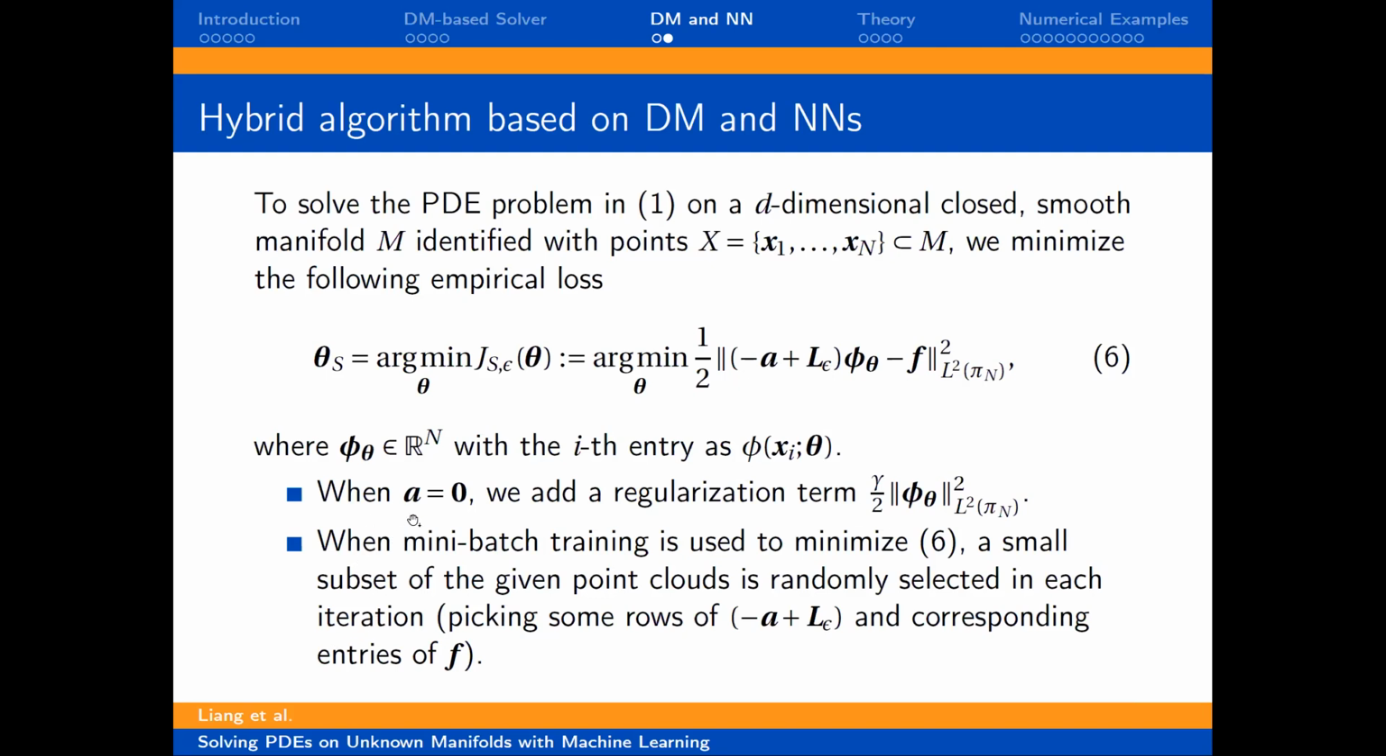When A is equal to 0, we add a regularization term, the L2 norm of phi theta, to guarantee the well-posedness of the problem. Also, when mini-batch training is used to minimize the objective function, we select a subset of the given point cloud in each training iteration. That means we pick some rows of this differential matrix and also the corresponding entries of the function vector f.